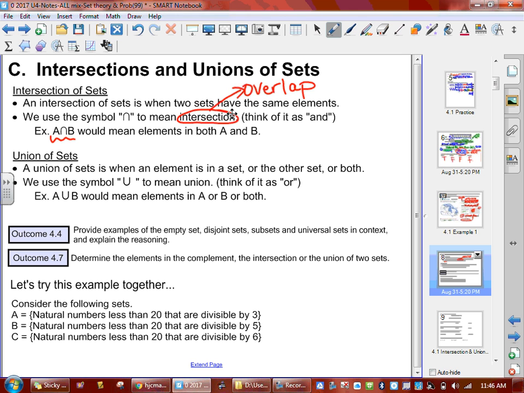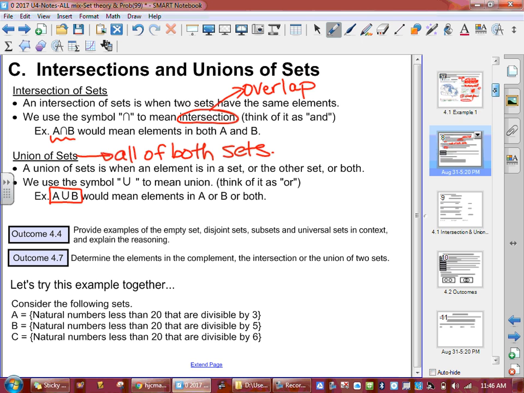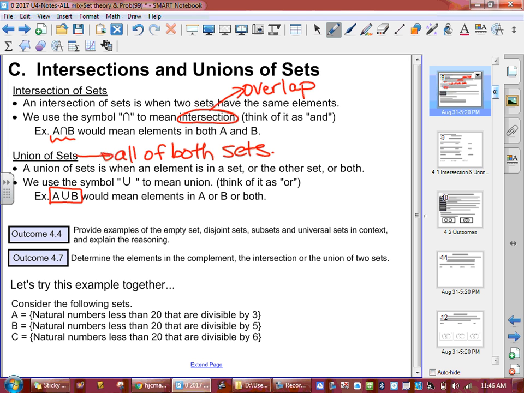Whereas the union means everything in both. So it means all of this one, or both. So we would just say the union is all of both sets. Okay? All of both sets. And we would write our symbol as A∪B. A∪B would be read as A or B. Meaning it could be all of A, or all of B, or both. Okay? Now we're going to try an example like that and see how far we get here. It's going to be our final example for this lesson.